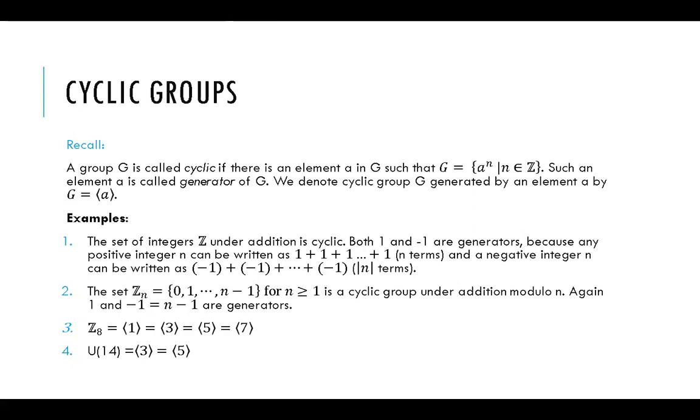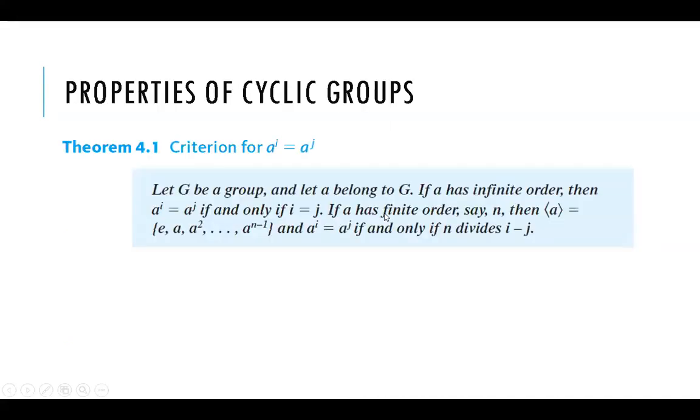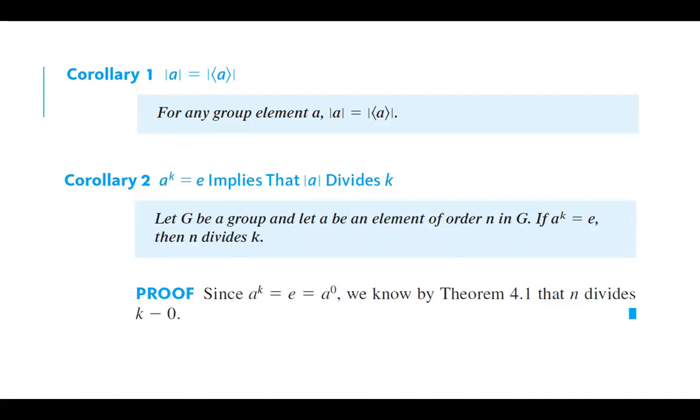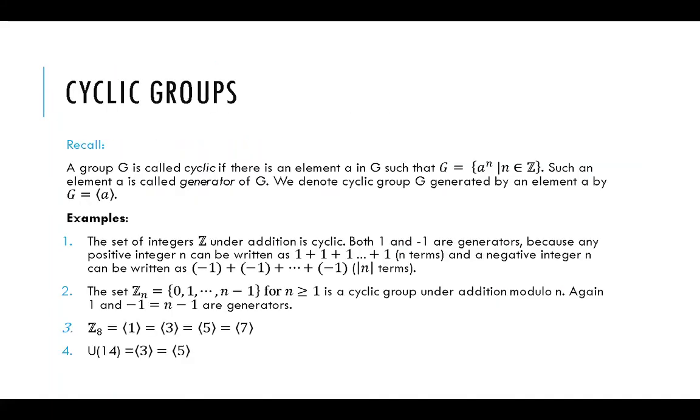And today the topic of my discussion will be cyclic groups, and I will present the definition, then some examples, and then I'll prove one property for cyclic groups, a very important property. And related to this property, I will prove two corollaries of the theorem 4.1. So let us start with the definition of cyclic groups.